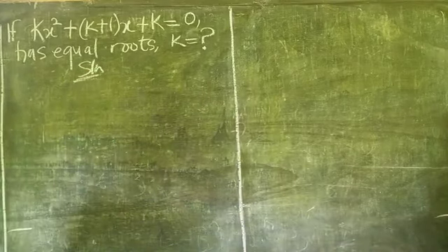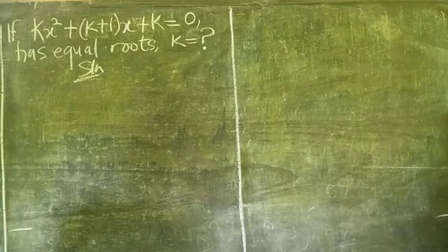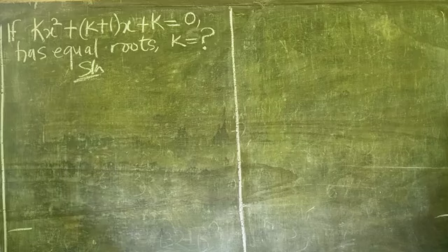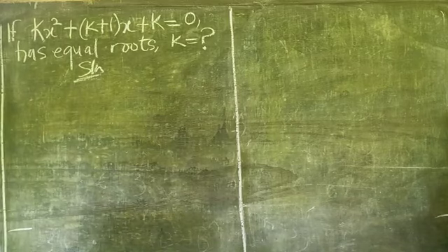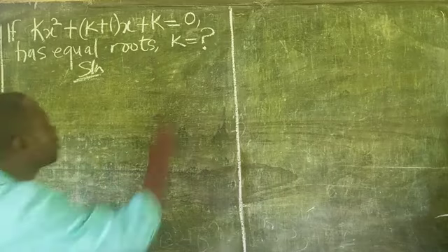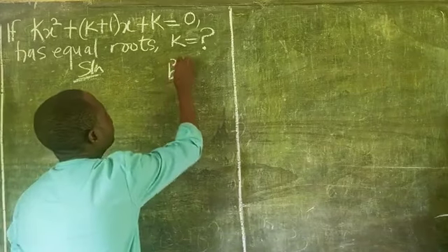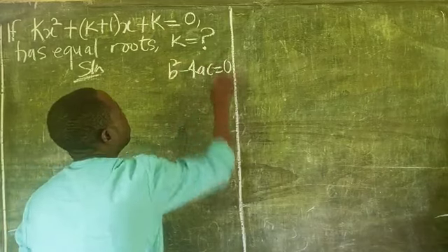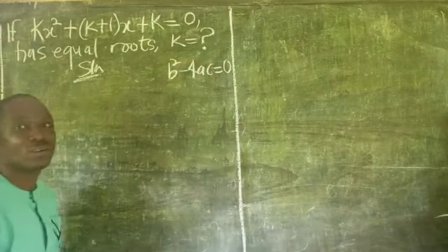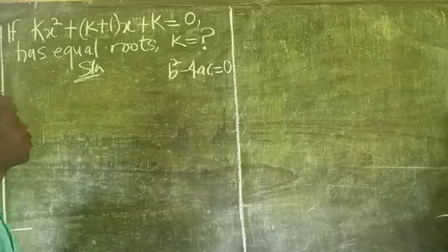The first thing we'll say is, since the quadratic equation has an equal root, that speaks volumes. It simply means the discriminant is equal to 0. Don't forget that. What is the discriminant? b squared minus 4ac is equal to 0. That's the meaning of a quadratic equation having an equal root.